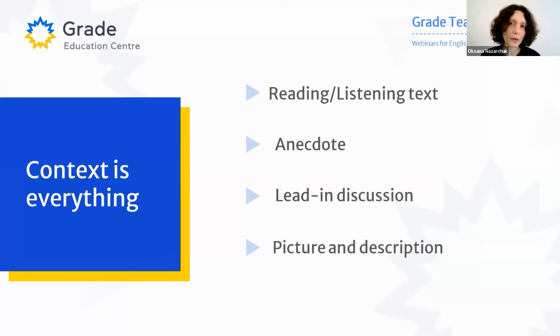So some common contexts that can be used are a reading text or a listening text. And if you think about any modern English books, mostly they use this way of establishing the context. So they give you a reading text or a listening text. You have to do some tasks, do reading or listening for gist, for detail. You have to analyze and discuss the text, the questions about it, and only after that you will focus on grammar.